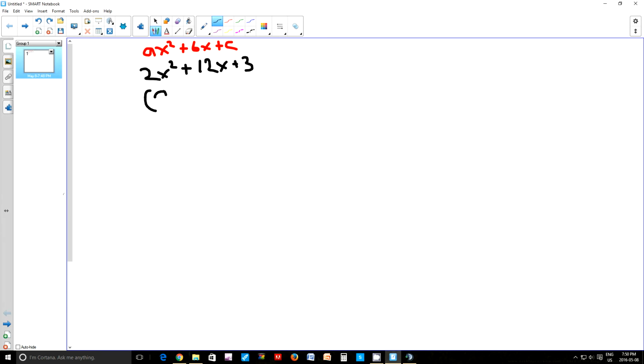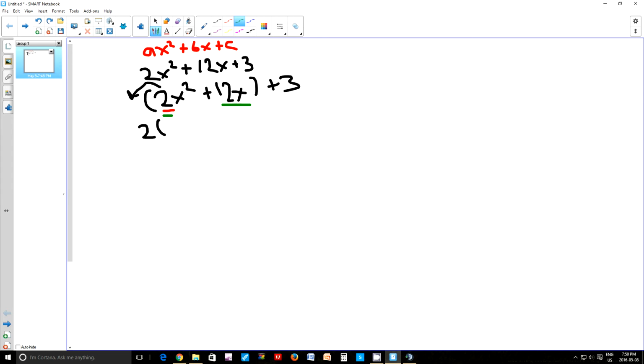So 2x squared plus 12x, and the 3 remains outside, plus 3. Next step is to move your a term outside of the bracket, and then use that term to divide everything inside the bracket. So this is our a term right now, the 2. We can move this outside of the bracket, so it'll be 2, and then divide this 2 by everything inside of the bracket. So it'll be 2 divided by this number and this number.